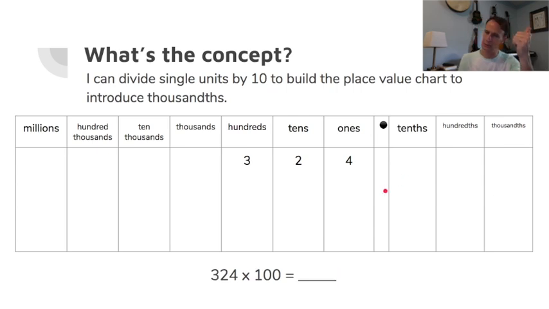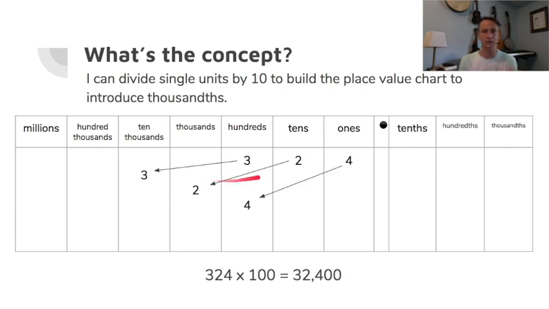324 times, going the other way now, times 100, all 3 digits will move 2 places up. So the 3 will end up in the 10,000ths, the 2 will end up in the thousands, the 1s will move up to the hundreds. We end up with 32,400, which we read as 32,400. Little note there, to be picky, you don't say 'and'; you say 32,400 because 'and' is used in mixed numbers and decimals.